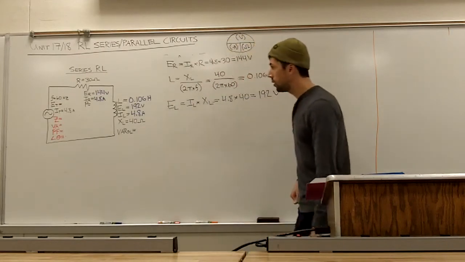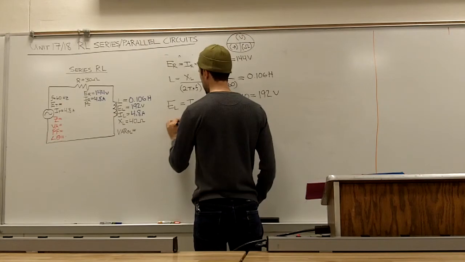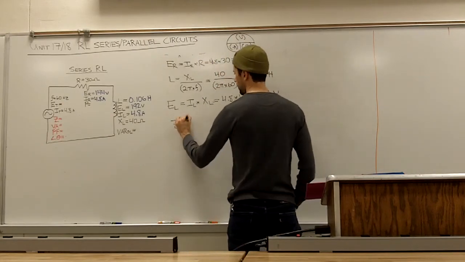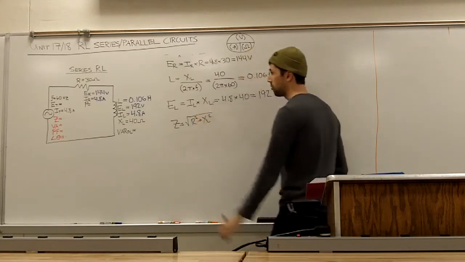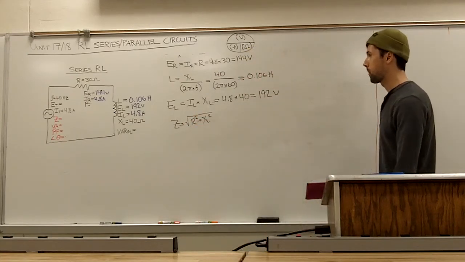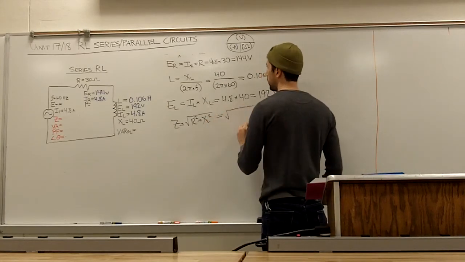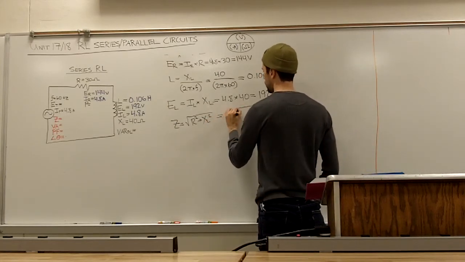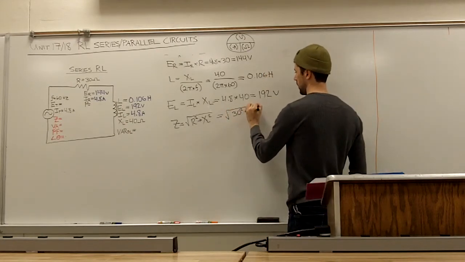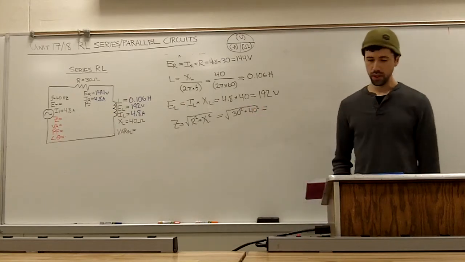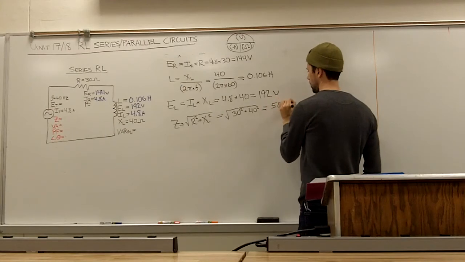We'll worry about power later. Next, let's find the total impedance, Z, of the circuit. That is equal to the square root of the resistance squared plus the inductive reactance squared. That's equal to the square root of 30 squared plus 40 squared, which gives me a total impedance of 50 ohms.